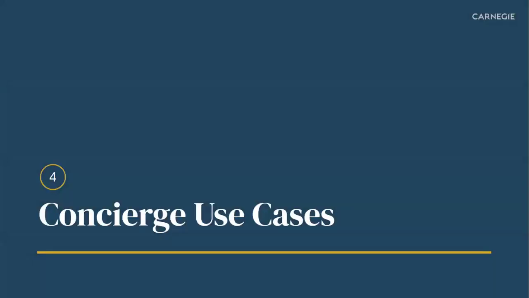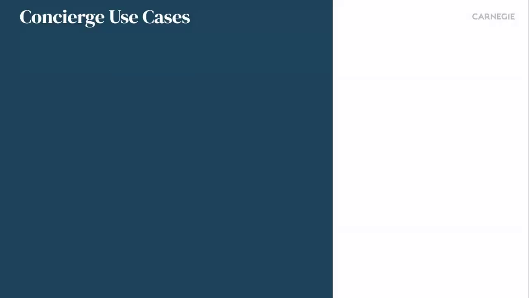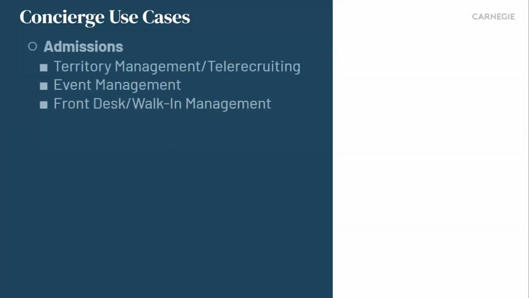Now, before we wrap up, let's talk through some potential ways you can use Concierge in your Slate. First, some admissions use cases. As mentioned previously, territory management and telerecruiting. You can use this to look up the student or parent you're speaking with on the phone or in person. Include static content blocks containing call scripts for call campaigns. Add phone interactions with notes directly from the Concierge interface.